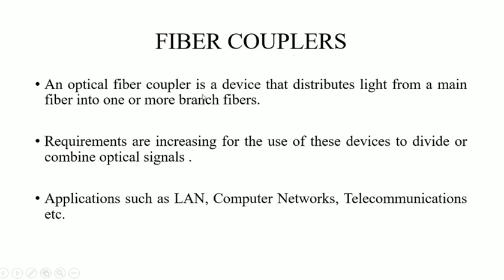A fiber coupler is a device that distributes light from a main fiber into one or more branch fibers. Power transfer takes place either from one fiber to another fiber, or from one fiber to more branch fibers. If more branch fibers are involved, we call it a multi-port fiber coupler.